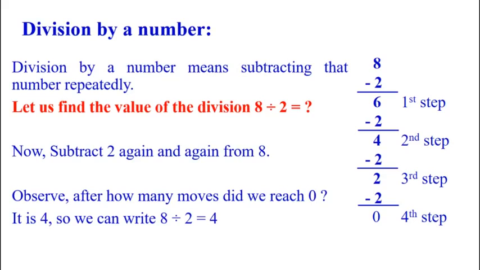So look at the steps of subtraction here. 8 minus 2 is equal to 6. 6 minus 2 is equal to 4. 4 minus 2 is equal to 2. Again 2 minus 2 is equal to 0. So we got 0 after 4 steps. So here we can write 8 divided by 2 is equal to 4.